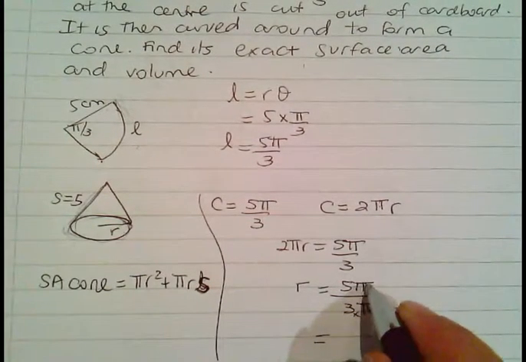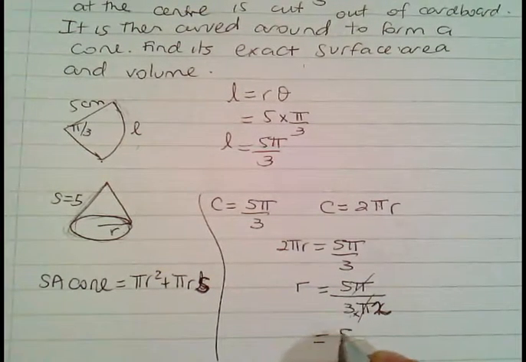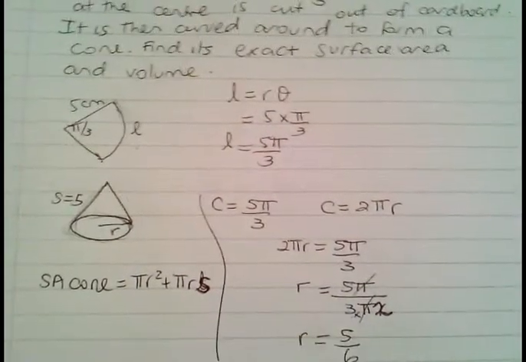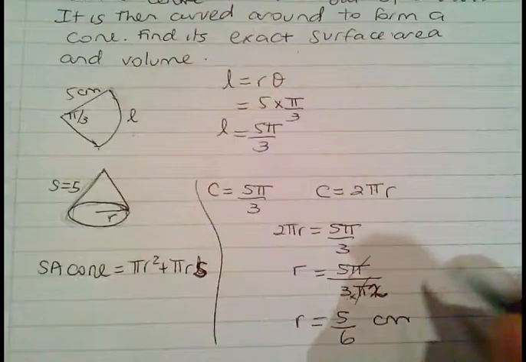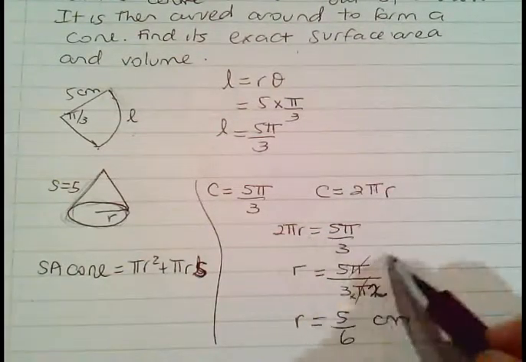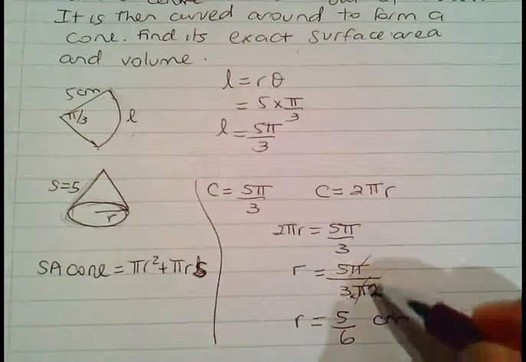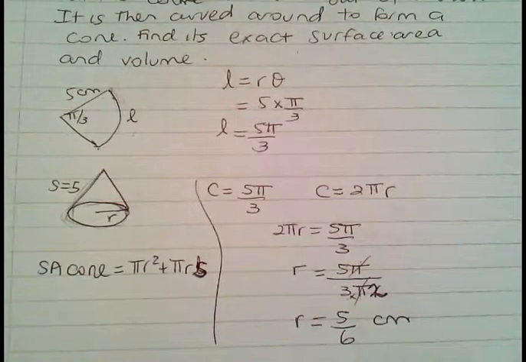So the pi's cancel, and we've got 5/6. So the radius is 5/6 of a centimetre. So we have 5 pi on 3, divided by the 2 pi. The pi's cancel, it's 5 on 6.